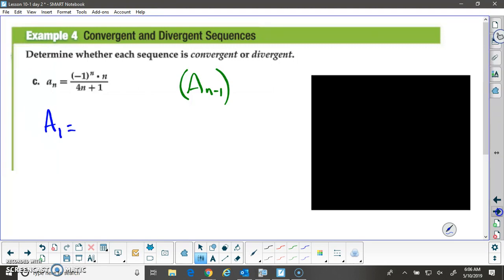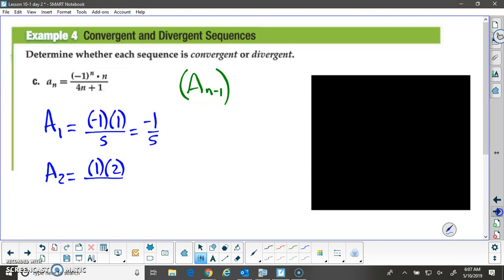So to find our first term, we're just going to put 1 in for n. That's going to give us negative 1 times 1 in the numerator, and it's going to give us 5 on the bottom. So that'll give us negative 1/5. If we find our second term, we're putting 2 in for n. That's going to give us 1 times 2 on the numerator, and then 9 on the denominator, which would be 2/9.